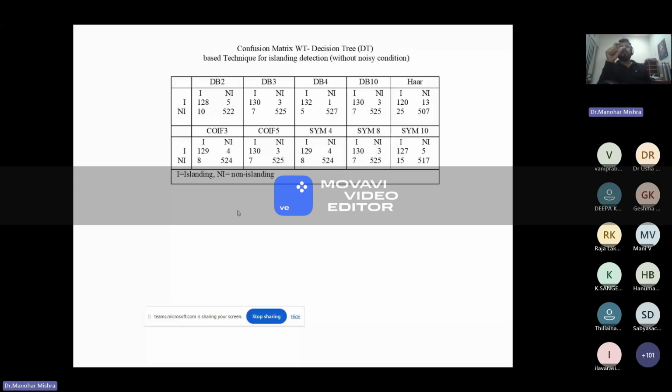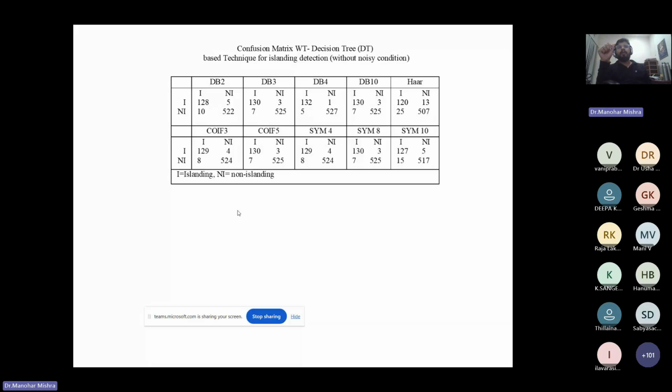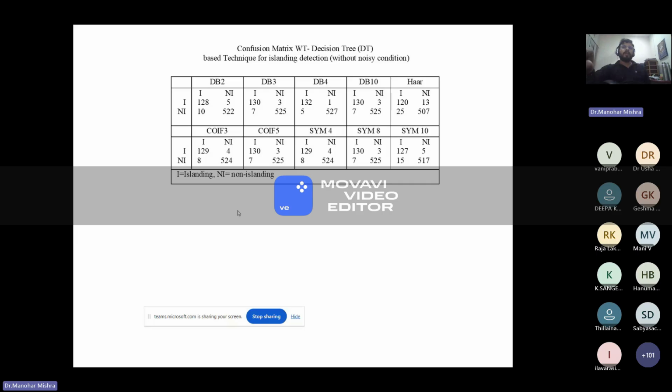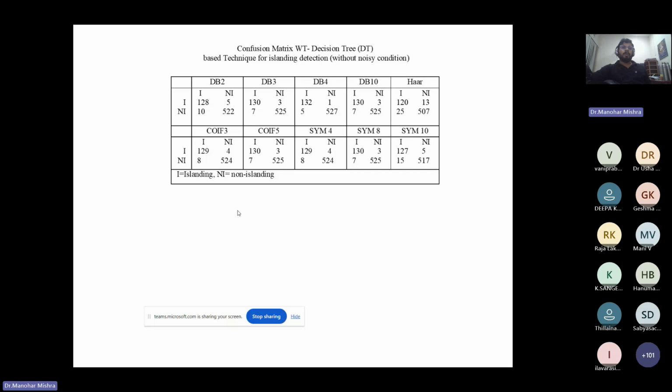So this is the confusion matrix. Here about 133 cases for islanding and about 532 samples for non-islanding we have generated, with different mother wavelets. This is the confusion matrix for db2, db3, db4, db10, Haar wavelet, COIF3, COIF5, SYM4, 8, 10. We have taken about 10 mother wavelets to compare their performance in the wavelet transform also.